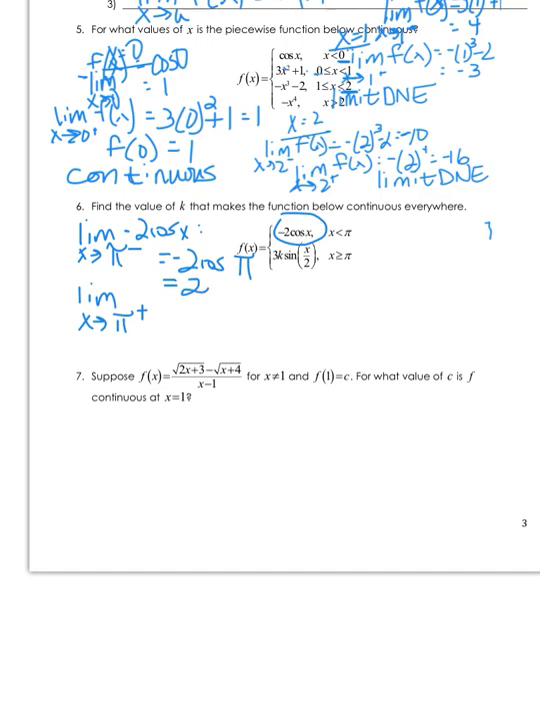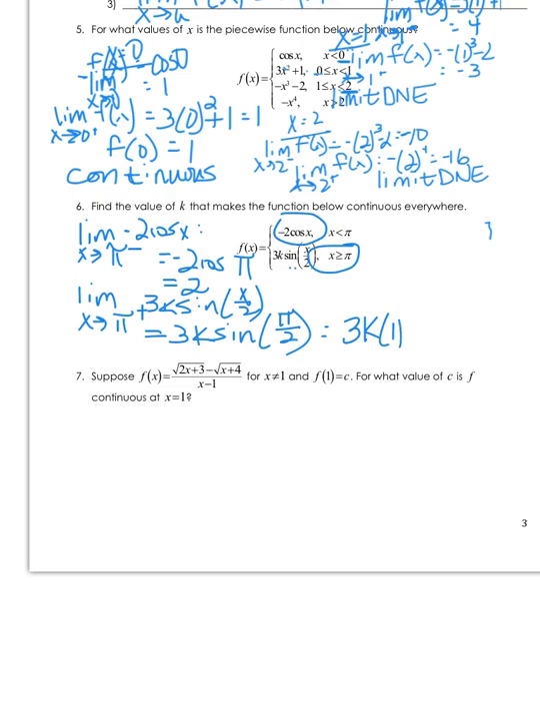Then I'm also going to do that for the right side of pi, which is this equation, 3k sine x over 2. I don't know what k is, but I'm going to plug in pi in place of x. So the sine of pi over 2 is 1. So it's going to be 3k times 1, or 3k. Now, in order for it to be continuous, the limit from the left has to equal the limit from the right. That's one of the things that the limit has to exist. So I set 2 equal to 3k, and that gives me k equals 2/3, and that's my answer.